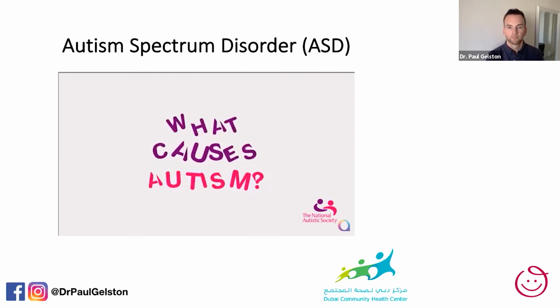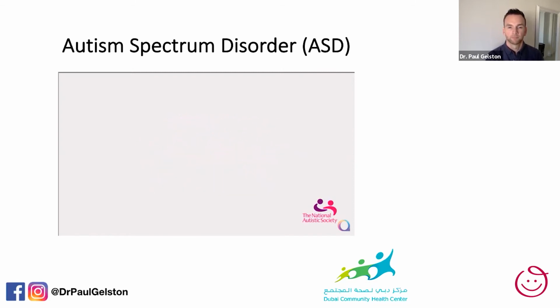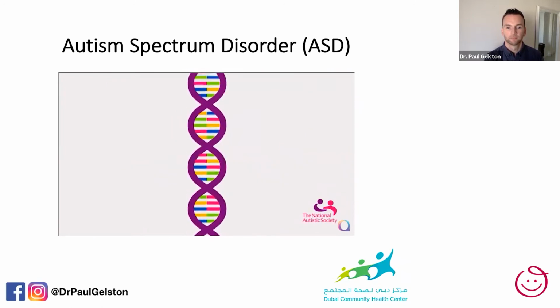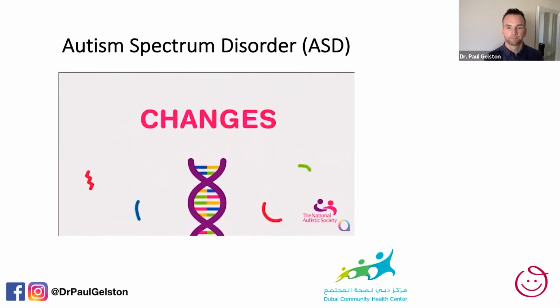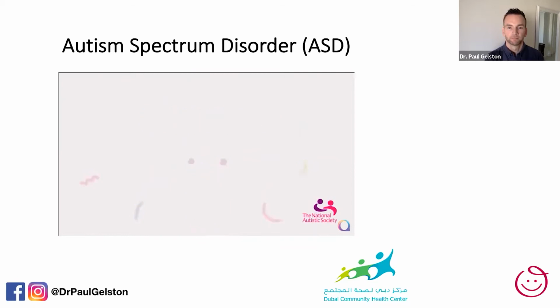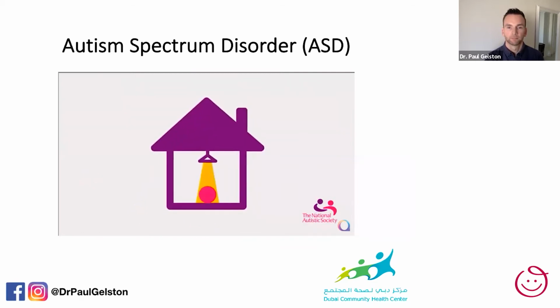What causes autism? The exact cause of autism is still being investigated, but research suggests that a combination of factors, genetic and environmental, may account for changes in brain development. Autism is not caused by a person's upbringing or their social circumstances.